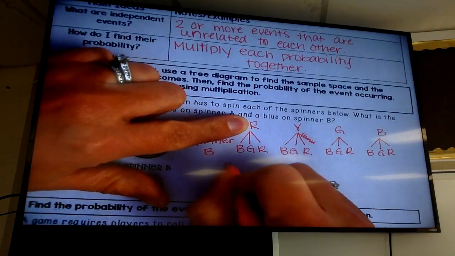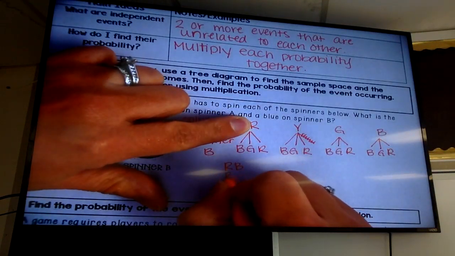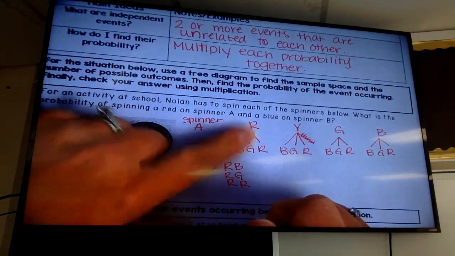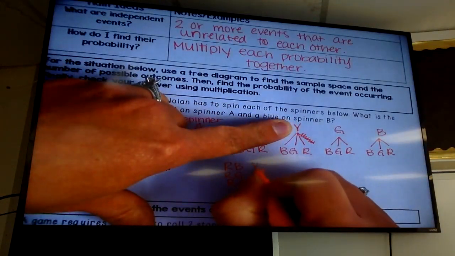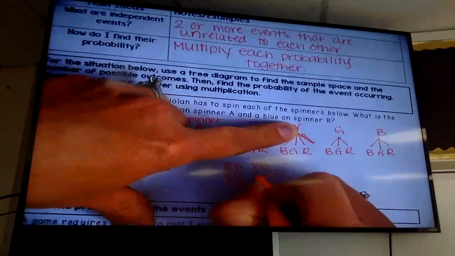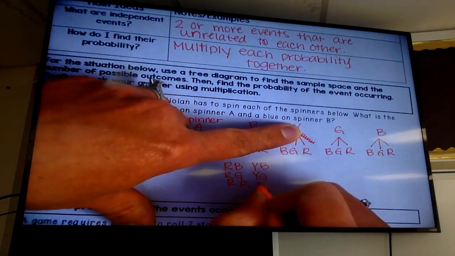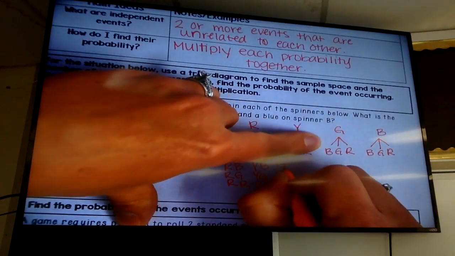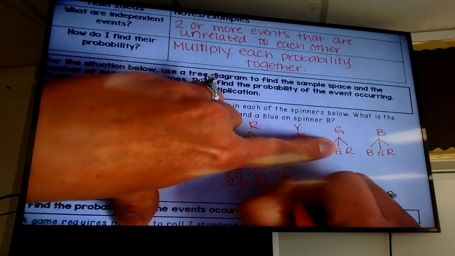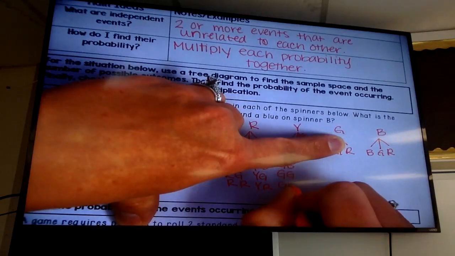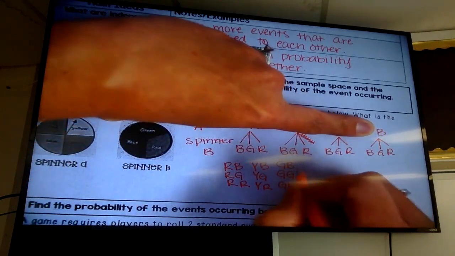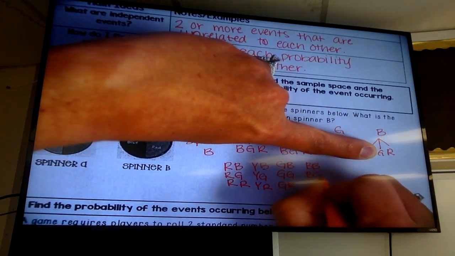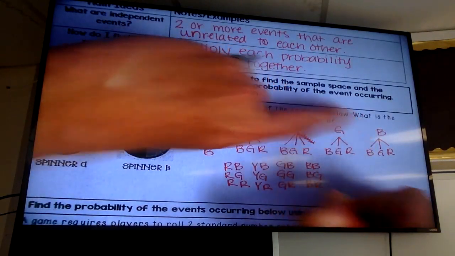So I could do red and a blue, red and then green, red and then red. Now I'm done with the red tree, so I'm going to go to the yellow tree. I could have spun a yellow and a blue, a yellow and a green, a yellow and then a red. Done with my yellow tree, so I'm going to go to my green tree. I could have done a green and then a blue, a green and then a green, a green and then a red. Done with my green tree. Now let's do my blue tree. I could do blue and then a blue, blue and then green, blue and then red.